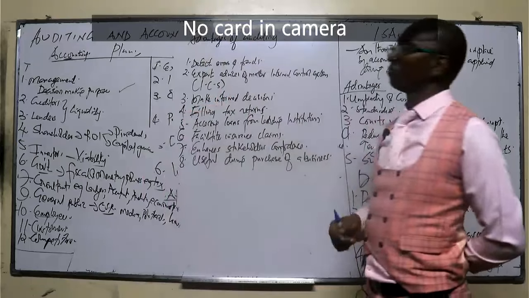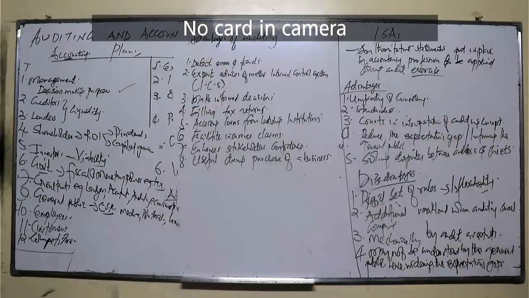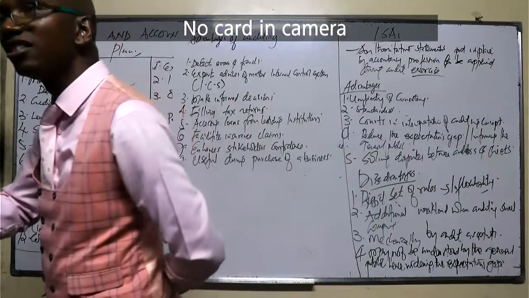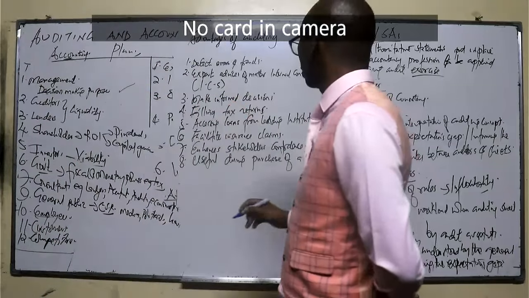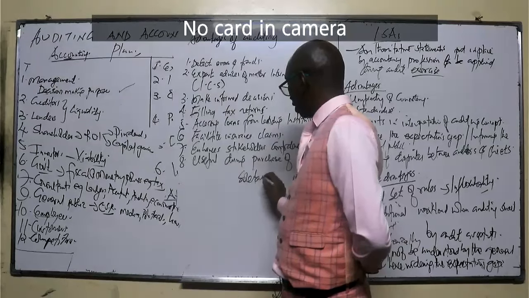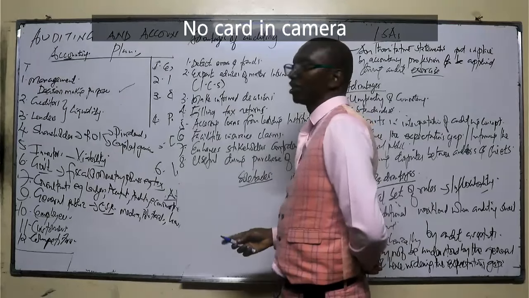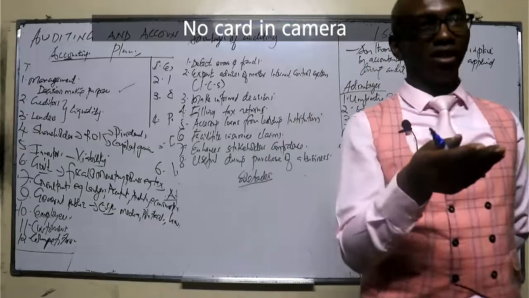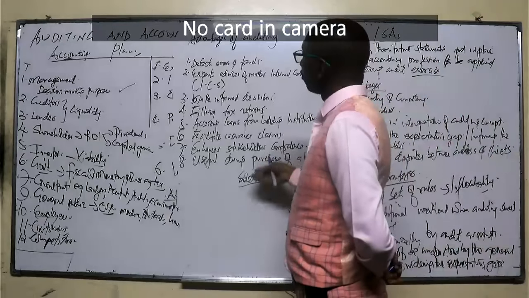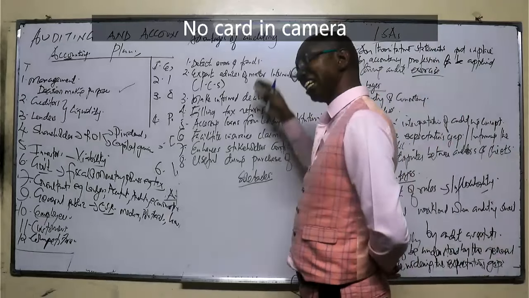Now, I've discussed these topics in a funny way because the examiner, in most cases, will ask you about advantages of auditing to a sole trader, advantages of auditing to a partnership, advantages of auditing to a company. Now, all these advantages cut across. With regard to sole trader, remember, sole traders are not expected to audit the accounts. They do it voluntarily. Companies are required by law to audit. But sole traders do it for purposes of achieving these advantages.